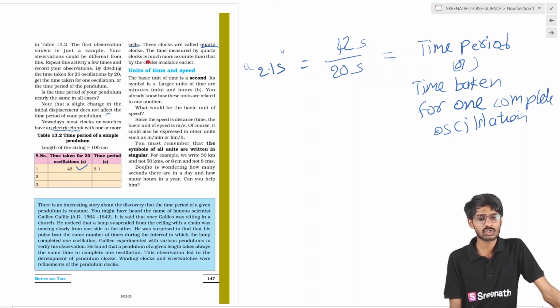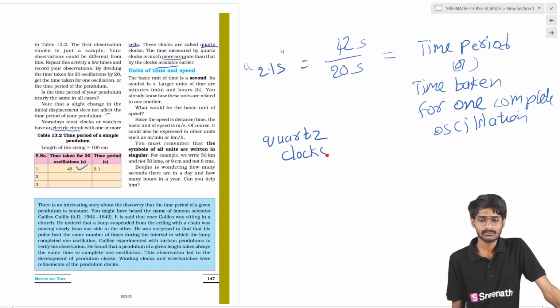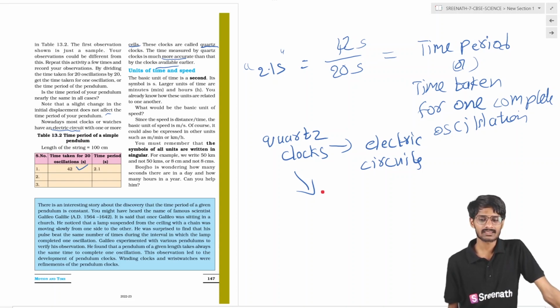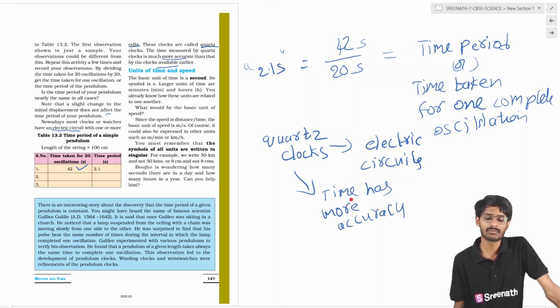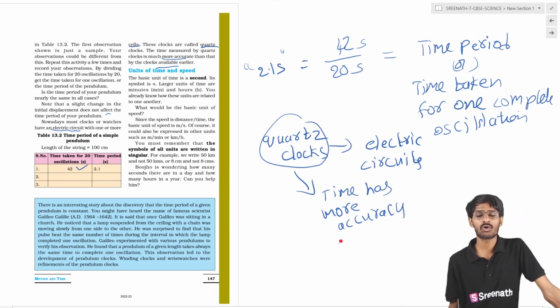The time measured by quartz clocks is much more accurate than that by clocks available earlier. So nowadays we are using quartz clocks, which have electric circuits inside them. They give much more accurate, correct values of time than older clocks. So that's it, students. That is about how to measure time. Now we are going to find out the units of time.